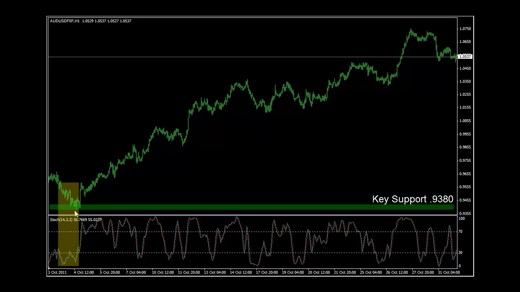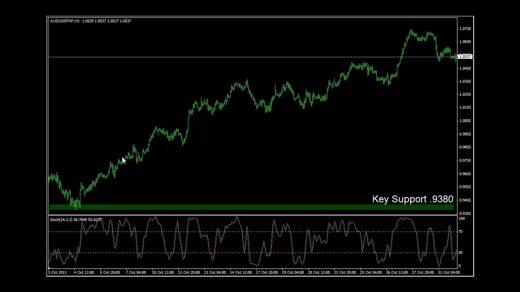So this low here is comparable to this low in the stochastic, and this low in here is comparable to this low in the stochastic. So we had a lower low in price, a higher low in the stochastic. This is a type 1 bullish divergence. When you see that, you would reasonably expect to see higher prices.